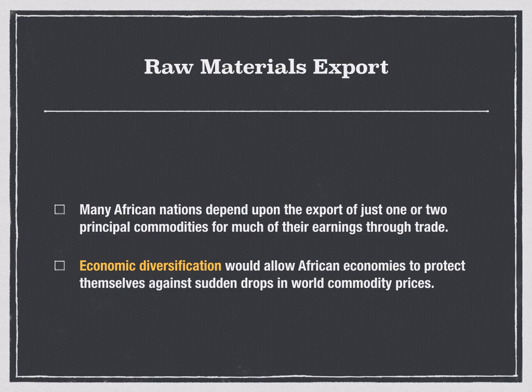Raw materials export. Many African nations depend upon the export of just one or two principal commodities for much of their earnings through trade. They would be better off if they engaged in economic diversification, and this would allow their economies to protect themselves if there was a sudden price drop in the commodity that they were producing in their country.